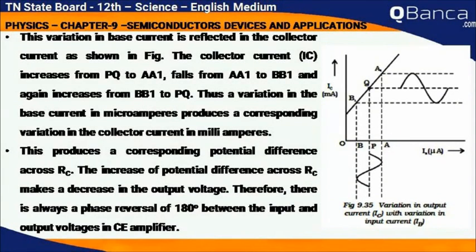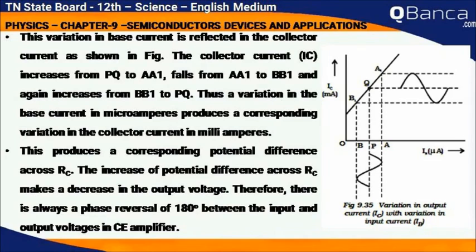For each cycle of the input signal voltage, this variation in base current is reflected in the collector current as shown in the figure. The collector current IC increases from PQ to AA1, falls from AA1 to BB1, and again increases from BB1 to PQ. Thus, a variation in the base current in microamperes produces a corresponding variation in the collector current in milliamperes.